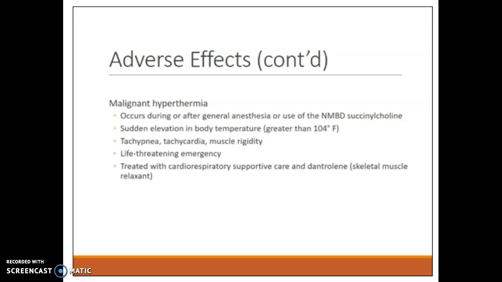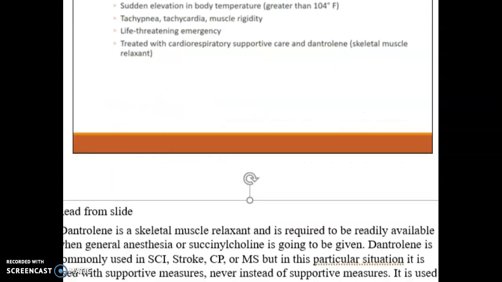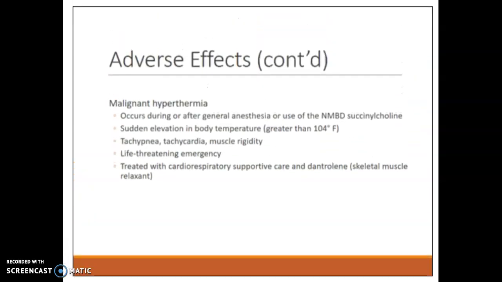So we talked briefly in 121 about malignant hyperthermia. It is an adverse effect that occurs during or after general anesthesia or the use of a neuromuscular blocking drug, typically succinylcholine. There's a sudden elevation in body temperature, tachypnea, tachycardia, and muscle rigidity. Remember, often they'll see the jaw lock up first. It's a life-threatening emergency, and it is treated with cardiorespiratory supportive care and dantrolene.